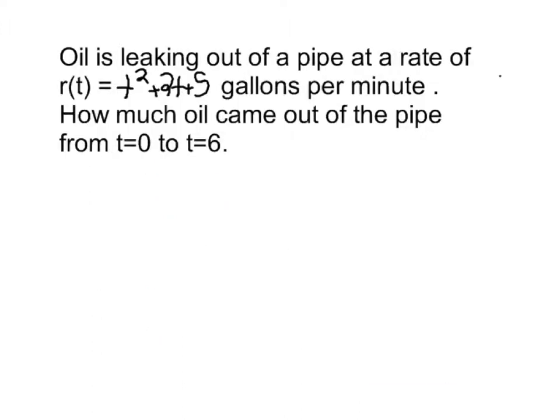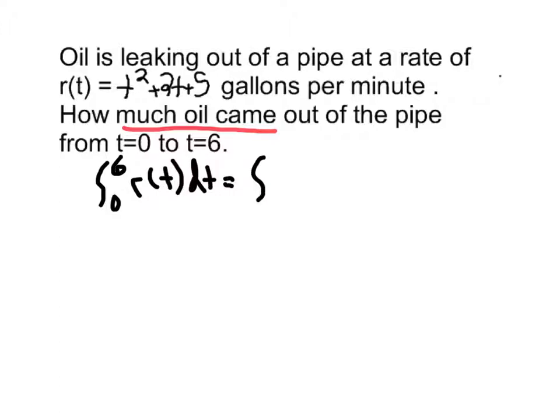So we're just going to do a number of examples to start. Oil is leaking out of a pipe at a rate of R of t equals t squared plus 2t plus 5 gallons per minute. How much oil came out of the pipe from time equals 0 to time equals 6? Well, I can find the total change, which is how much oil came out, by integrating this function R of t with respect to time from 0 to 6.